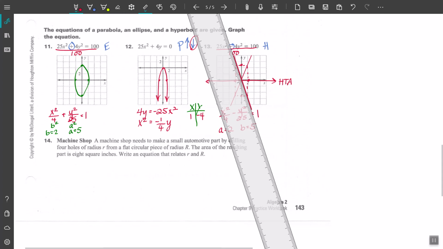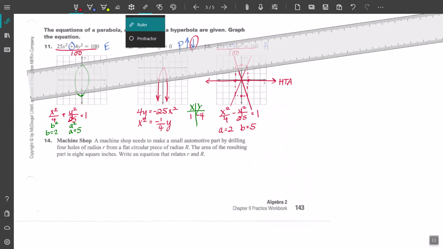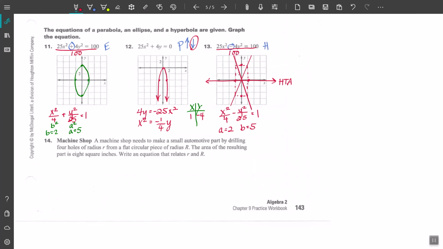And then keeping in mind that I have a horizontal transverse axis, that lets me know that I'm opening left and right. Here's the vertex for my right side. Here's the vertex for my left side. And there's my graph.